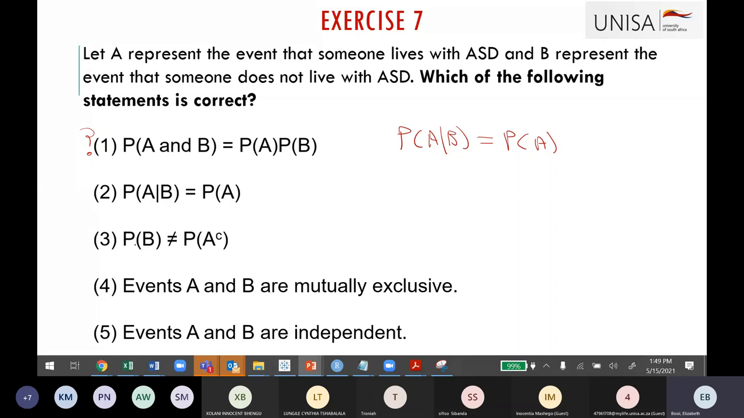The third one says the probability of B is not equal to the probability of A complement. Here we have the probability of A, and we also have the probability of B, and we know that the probability of A is a complement of the probability of B. Therefore, we can write B as the probability of A complement. Yes, B can be the complement of A, because A and B make up the whole space.